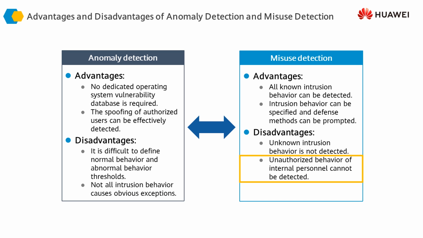Unauthorized behavior of internal personnel cannot be detected. This is a disadvantage because you are not looking at the variation in their behavior. As long as it's an internal user, you know this is a trusted user, so there is no problem with this. However, anomaly detection can take care of these disadvantages.